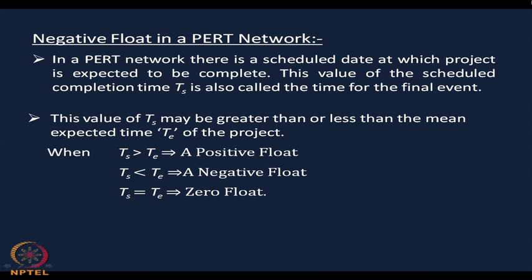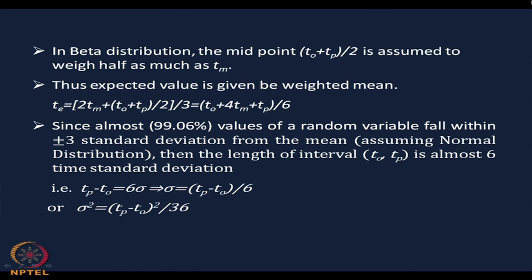So when TS is greater than TE, that means the schedule completion time is greater than the expected completion time. Therefore, you have a positive float, that is, you are completing it before expectation. Whereas when TS is less than TE, that means you are completing after the expected time, then a negative float occurs. Whenever TS is equal to TE, we say that is a 0 float.